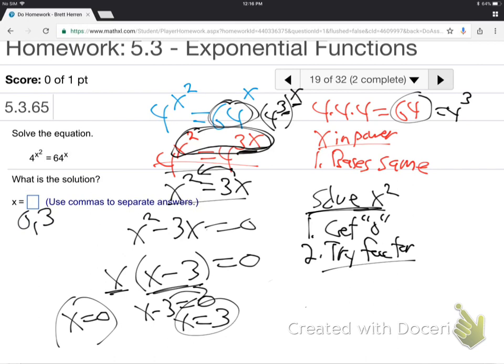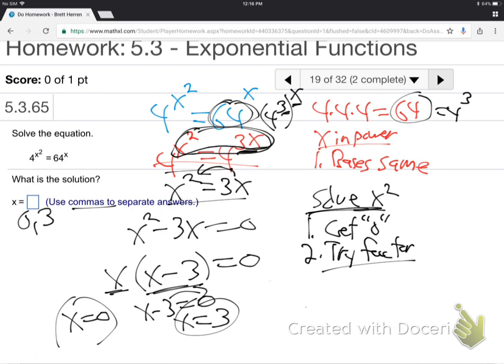2 possible answers. Make that true. They just want you to put a comma. Use commas to separate answers. 0, 3. No parentheses. It's not a graphing thing or anything. Is that making sense? Is that true?